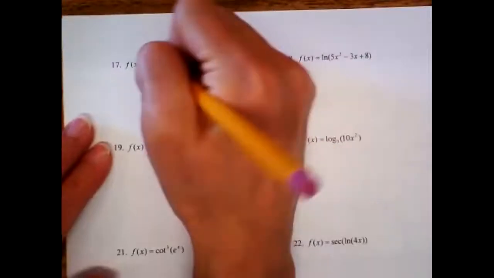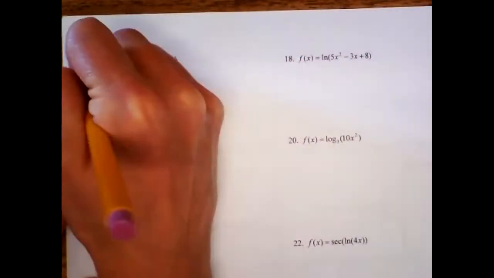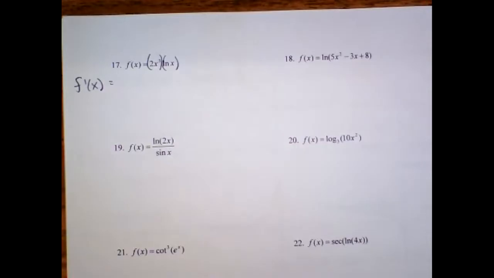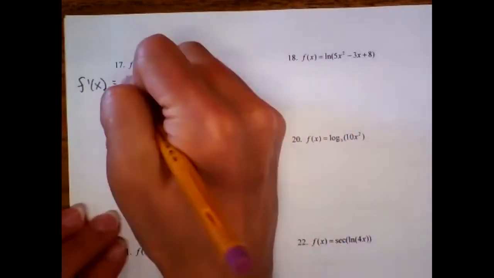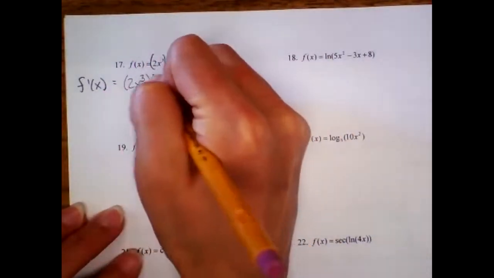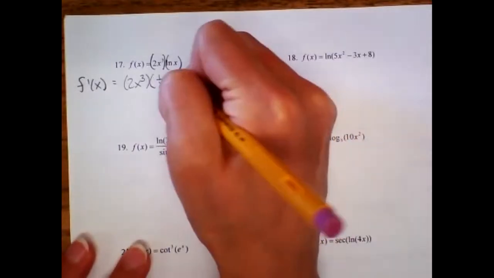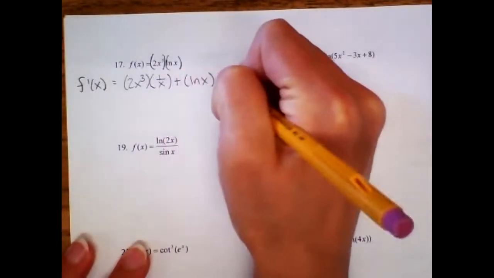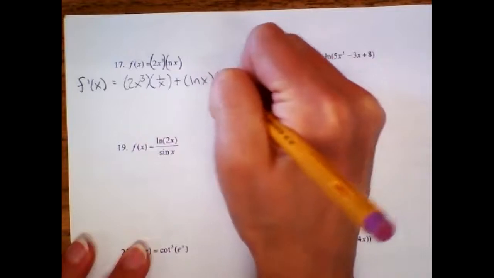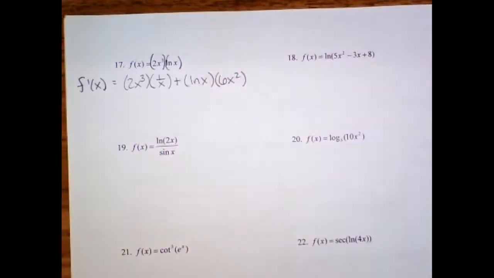All right, and then this one's going to be a product rule. Start, again, these are going to get large horizontally, so start kind of towards the edge of the paper. It's going to be the first times derivative of the second, which will be 1 over x, plus the second times derivative of the first, which will be 6x squared.